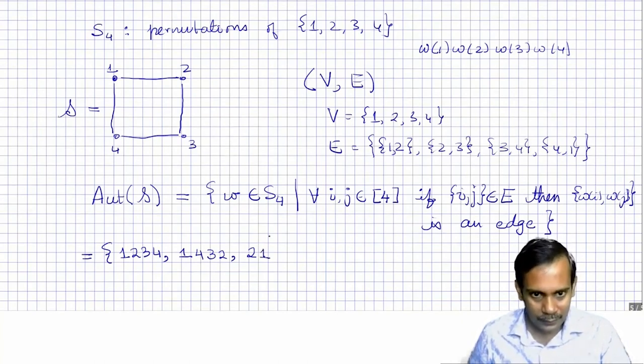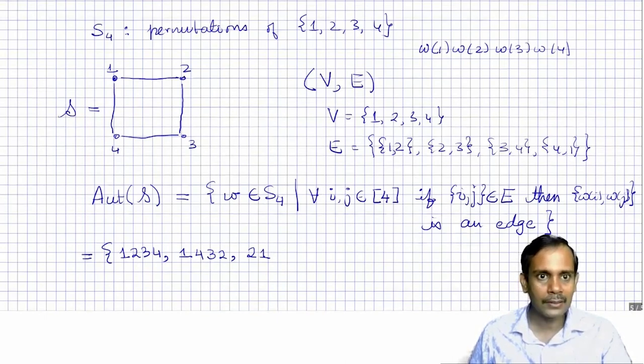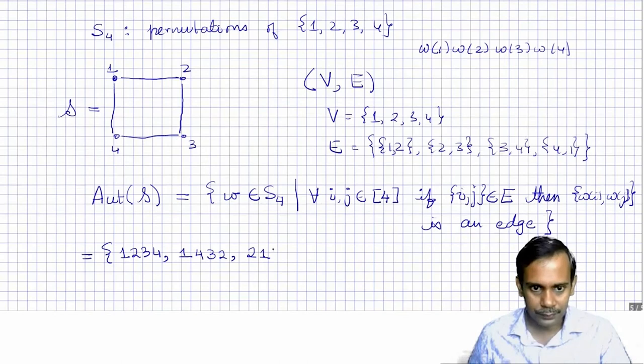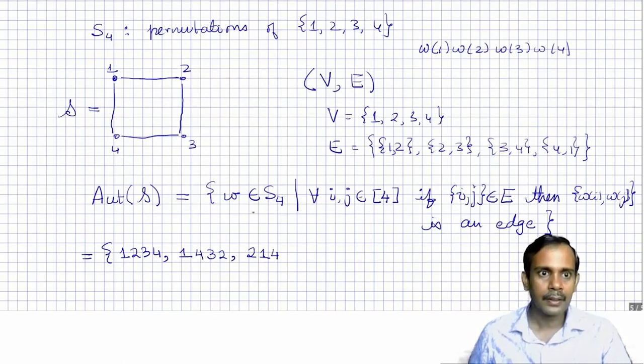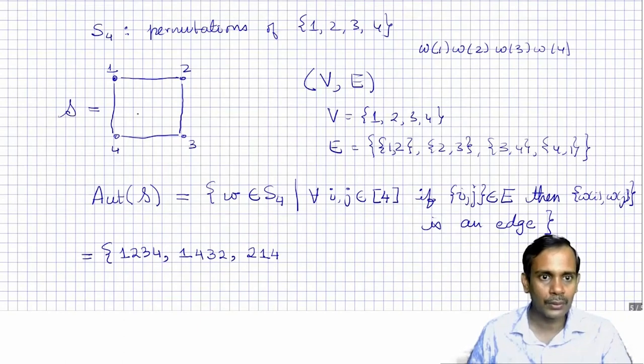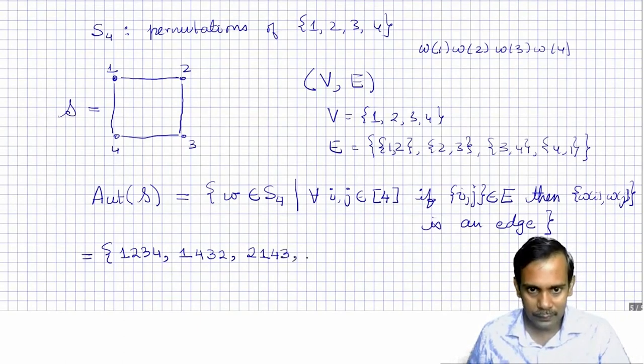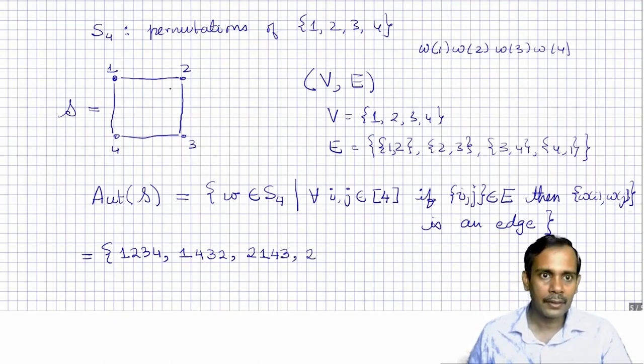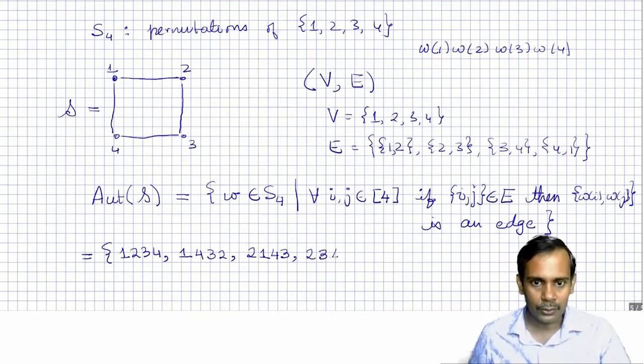So let's first say that 2 goes to 3. And so 1 has gone to 2. So now 3 is the only vertex that's not connected to 1. So 3 must go to the only vertex that's not connected to 2. So it'll go to 4. And 4 will go to 1. So 1 has gone to 2, 2 has gone to 3, 3 has gone to 4, 4 has gone to 1. And we'll also have 2 going to 1, 1 going to 2, 3 going to 4, and 4 going to 3. And then there are a few more.